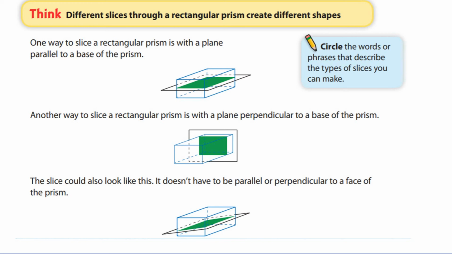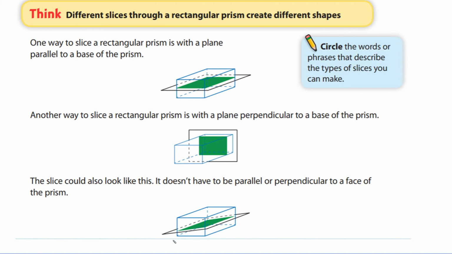One way to slice a rectangular prism is with a plane parallel to the base of the prism, just like shown. See how this plane is parallel to the base? Therefore, this cross-section will be a rectangle. Another way to slice a rectangular prism is with a plane perpendicular to the base of the prism. And again, this will be a rectangle.